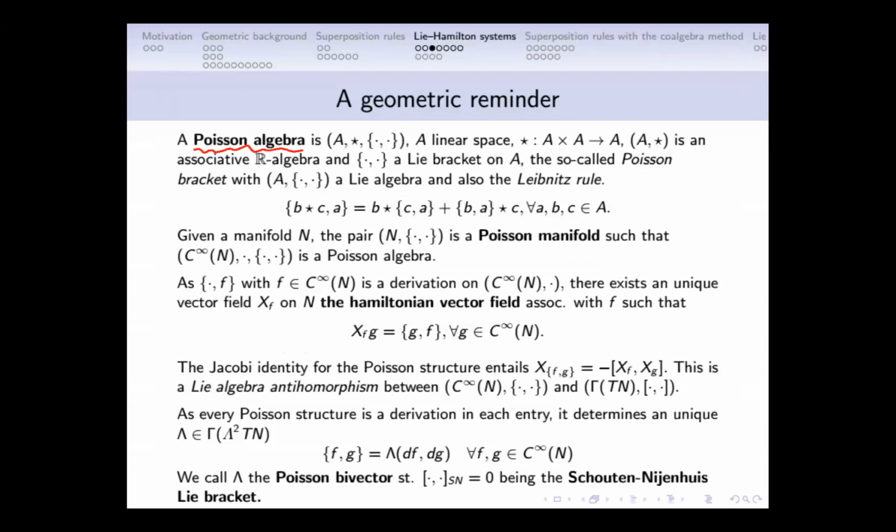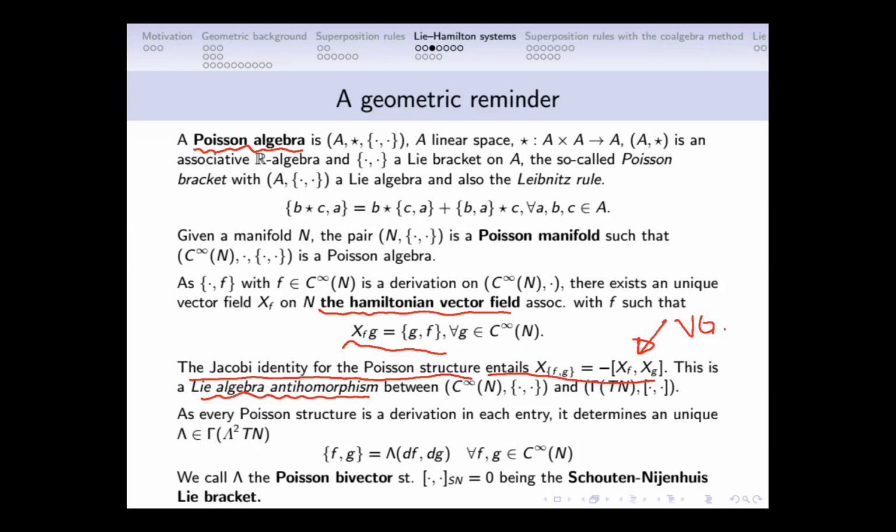And we are going to have Hamiltonian vector fields, and they are obtained through the Poisson bracket as usual. We are going to have the Jacobi identity for the Poisson structure, and it entails the Lie algebra homomorphism, as we had between the finite dimensional vector fields of the Vessiot-Guldberg Lie algebra.